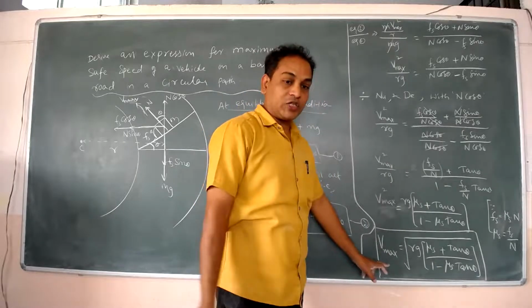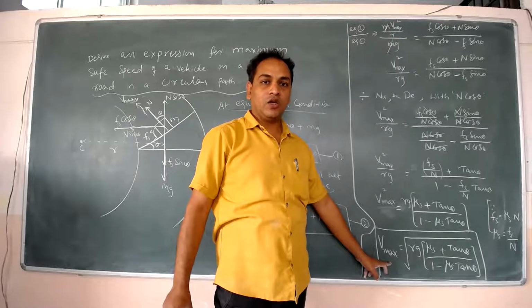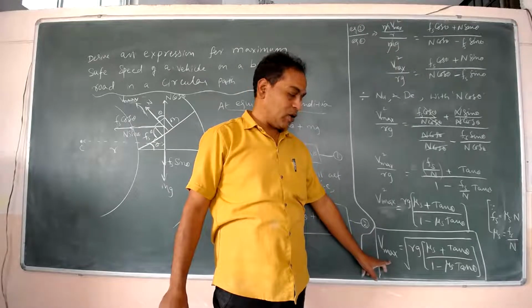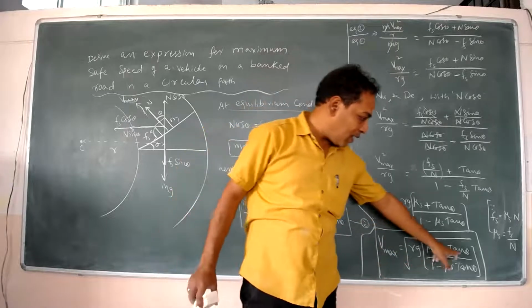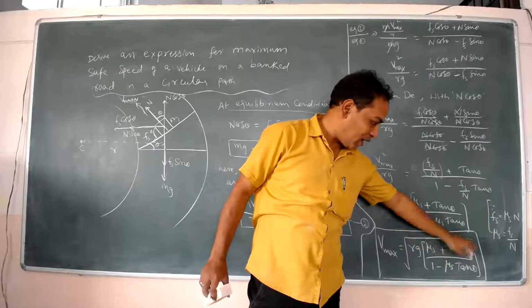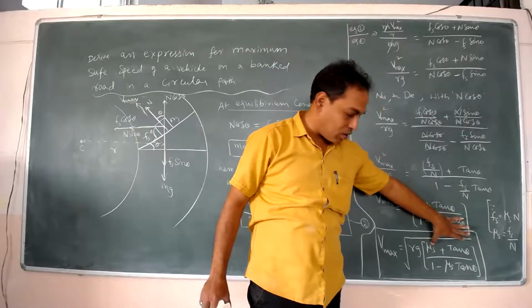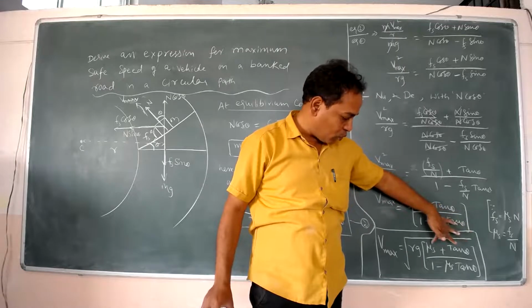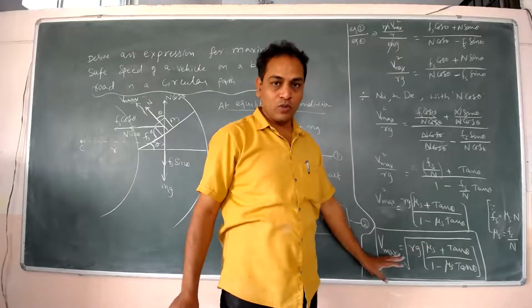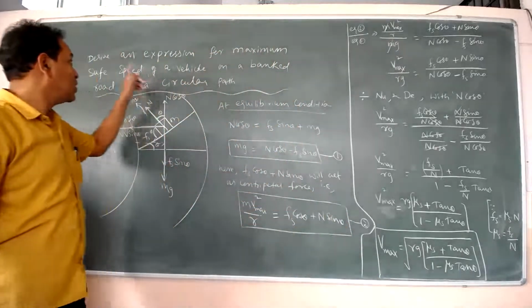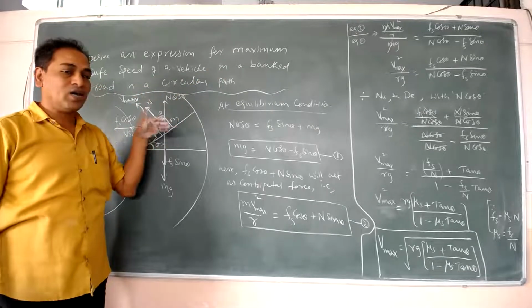So this is the expression for the maximum safe speed of a vehicle so that it can move without skidding on a road banked at this angle. If the banking angle is this much, and the coefficient of friction between the tire and the road is this much, then we can go up to this maximum speed. They may ask a question like this: derive the expression for the maximum speed of a vehicle on a banked road in a curved path.